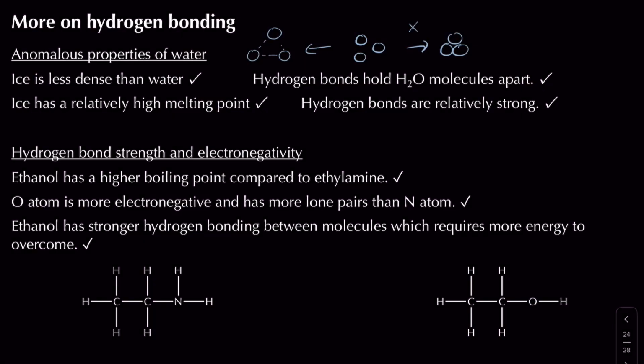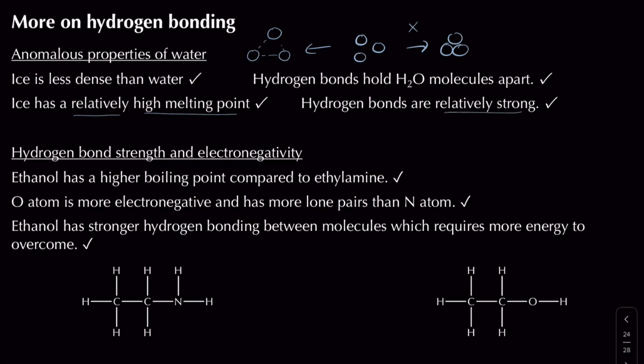So ice is less dense than water. Why? Because hydrogen bonding holds water molecules apart. Now the next one is ice actually has a relatively high melting point, and again the reason for that is going to be because hydrogen bonds are relatively strong compared to other intermolecular forces, right?